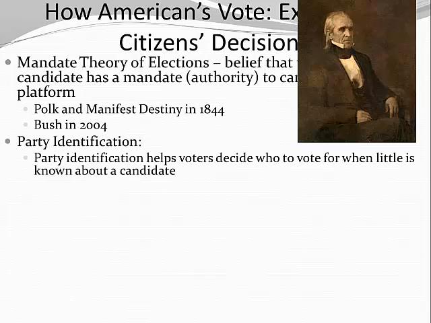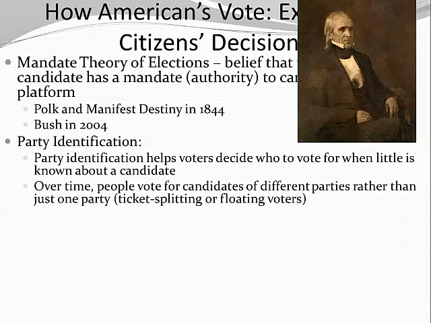Party identification helps voters decide who to vote for when little is known about the candidate. So an individual could say, no, this person is a Democrat or this person is a Republican, so I have a general idea of what their beliefs would be. And over time, people vote for candidates of different parties rather than just pick one party. And this is known as ticket splitting or floating voters.